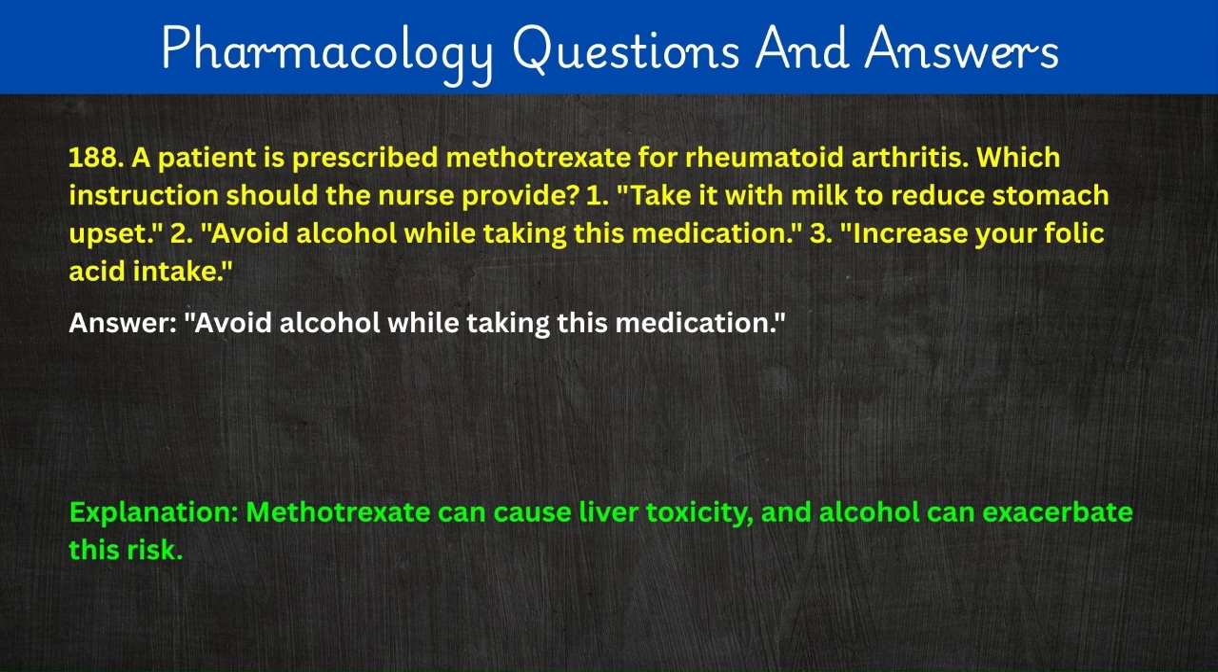188. A patient is prescribed methotrexate for rheumatoid arthritis. Which instruction should the nurse provide? 1. Take it with milk to reduce stomach upset. 2. Avoid alcohol while taking this medication. 3. Increase your folic acid intake. Answer: avoid alcohol while taking this medication. Explanation: methotrexate can cause liver toxicity, and alcohol can exacerbate this risk.